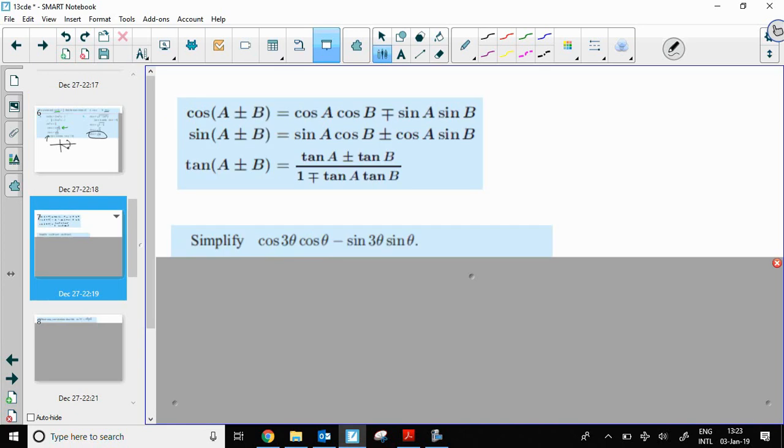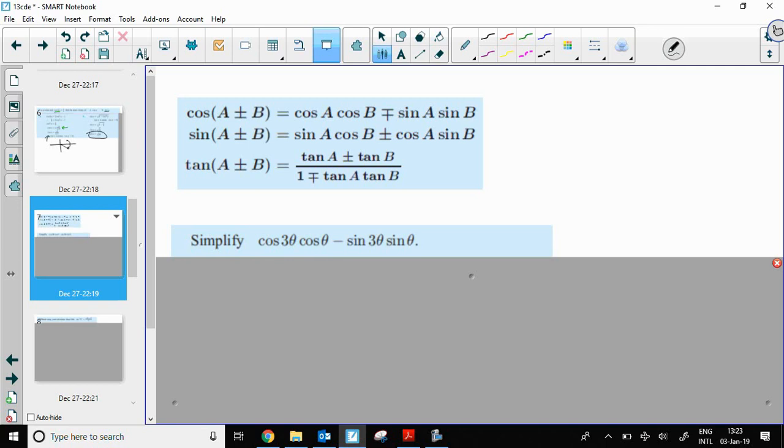Okay, so now that brings us to the compound angle formulas. Okay, so this is when we have cosine or sine or tangent of two angles that are being added or subtracted together. Now notice that these simplify to the double angle formulas if you make A and B the same thing.